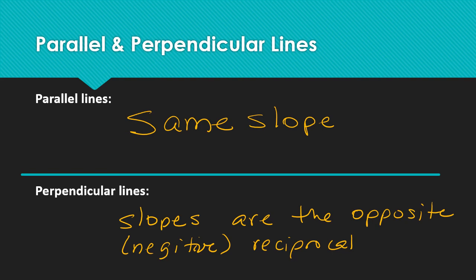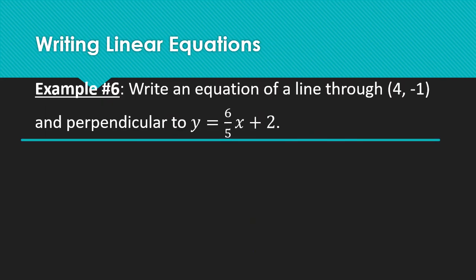So for instance, if you had a slope that was +7/8, and I wanted the slope of the perpendicular line, the slope of that perpendicular line would be the opposite, so negative, and the reciprocal would make it 8/7. So let's take that and apply that to problems.